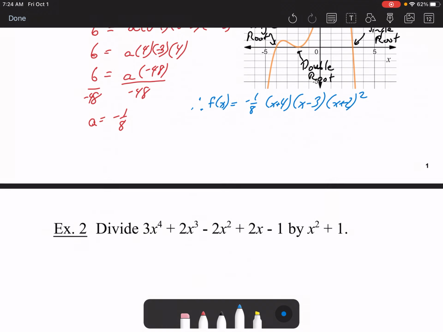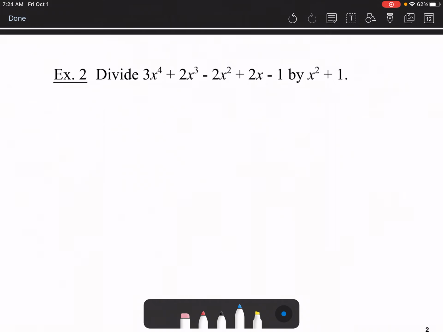Okay, so what else do we need to review? Well, we also need to review how to actually divide. We're going to practice synthetic division later, but right now, because x squared plus 1 is quadratic, which we call our divisor, so we have a quadratic divisor, we may need to use long division. We can only use synthetic division if it is not quadratic. So we should set this up.